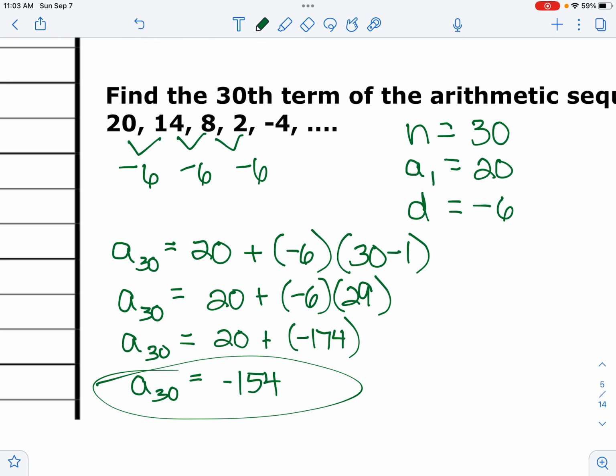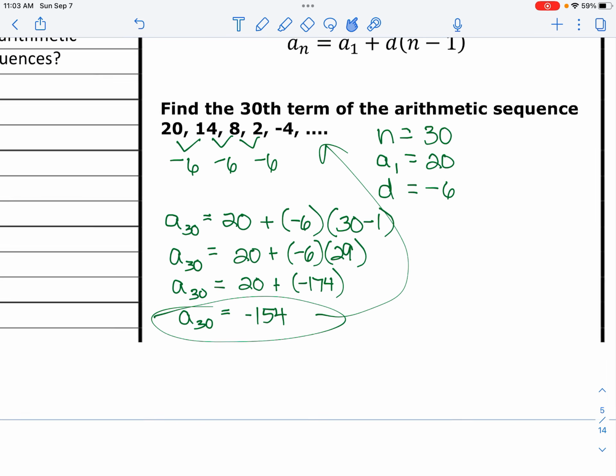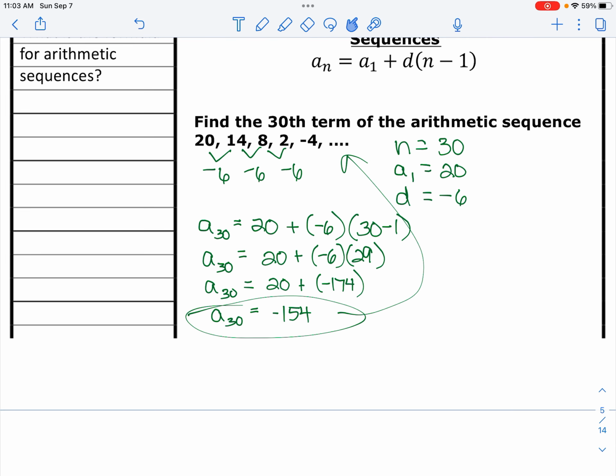And then I want to look, does that make sense here? Well, if I'm going down by 6 each time, I know even in this next term here, I have negative 4. The next one would be negative 10, then negative 16. So if I go all the way to the 30th term, it's going to be a pretty big negative number. And that's what I have here. So yeah, that makes sense. I think that probably will work. So a sub 30 is negative 154.